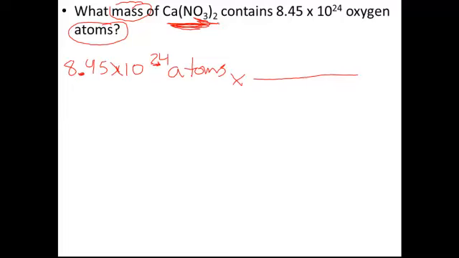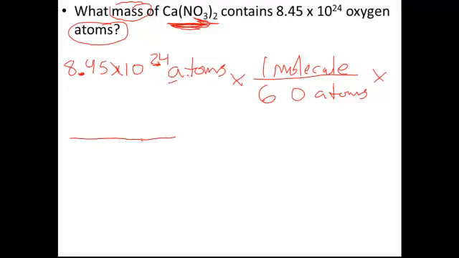So on the bottom, I'm going to put 6 oxygen atoms, and on the top, I'm going to put 1 molecule of, obviously, Ca(NO3)2. Now I'm going to keep going here. My atoms have canceled, and now I have molecules. So now I need to go from molecules. Think about your map about how we go. We're going to go from molecules to moles.